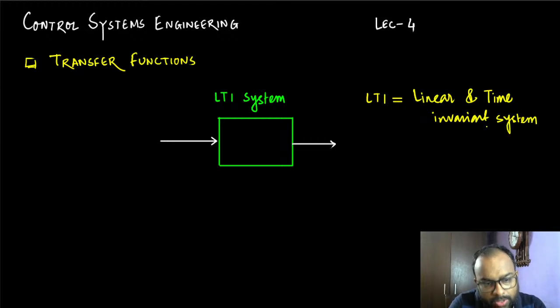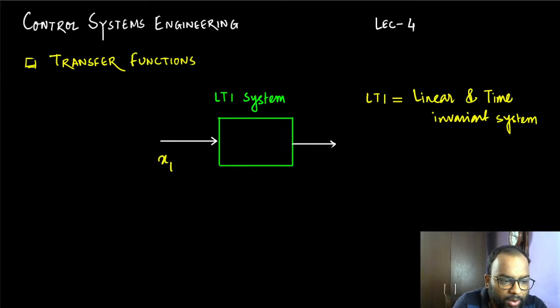So linear stands for, of course, a system that supports linearity. If the input doubles, the output will also double. So that's a part of linearity. It's called homogeneity, and also it supports superposition.